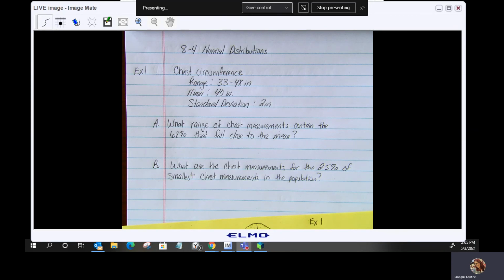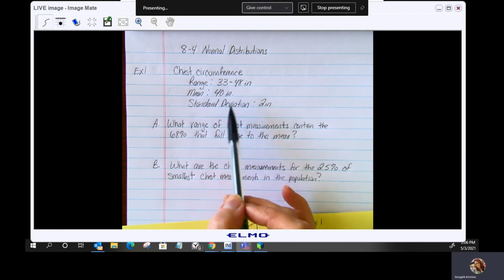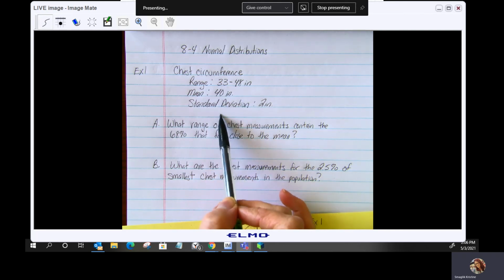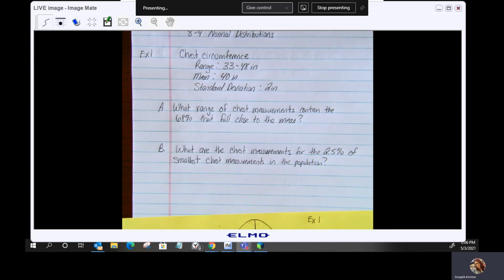We are given a real-world scenario of a survey that was done in 1817, a study of chest circumferences among a group of Scottish men. We had a range of 33 to 48 inches, a mean of 40 inches, and a standard deviation of 2 inches. We're going to answer two questions. What range of chest measurements contain the 68% that fall close to the mean? And what are the chest measurements for the 25% of the smallest chest measurements in the population?